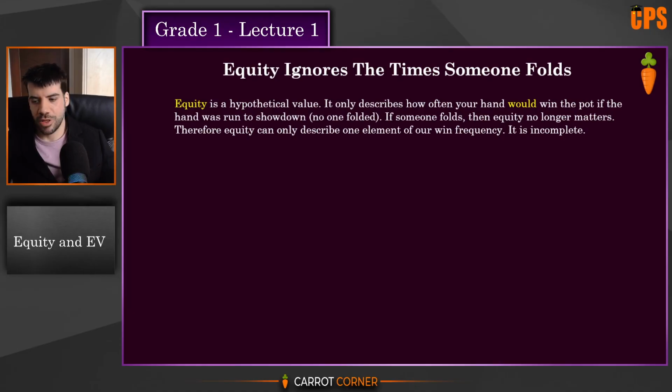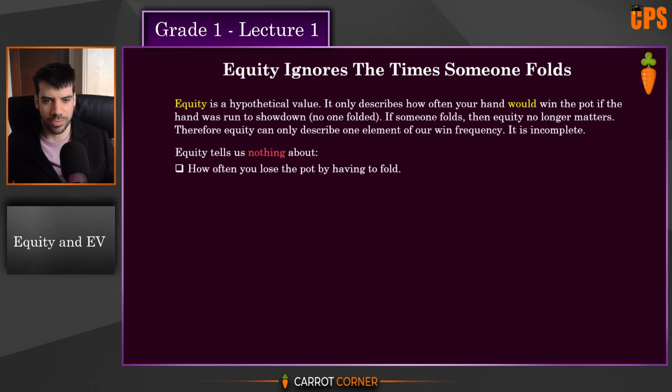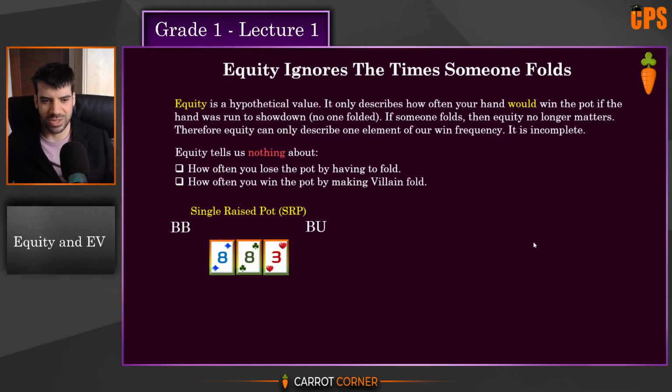If I have 35% equity but my cards are in the muck, it doesn't really matter anymore how much equity I have. Therefore, something that only describes events that could happen in the game tree and not events that will happen is an incomplete concept. And again, we're not arguing that equity is useless here. We're just saying that it has some very strict limitations. And this is because equity tells us nothing about how often we would lose the pot by having to fold, how often we win the pot by making villain fold, and it also tells us nothing about future investments, which we'll come to, earning value bets later on, or losing bets later on.